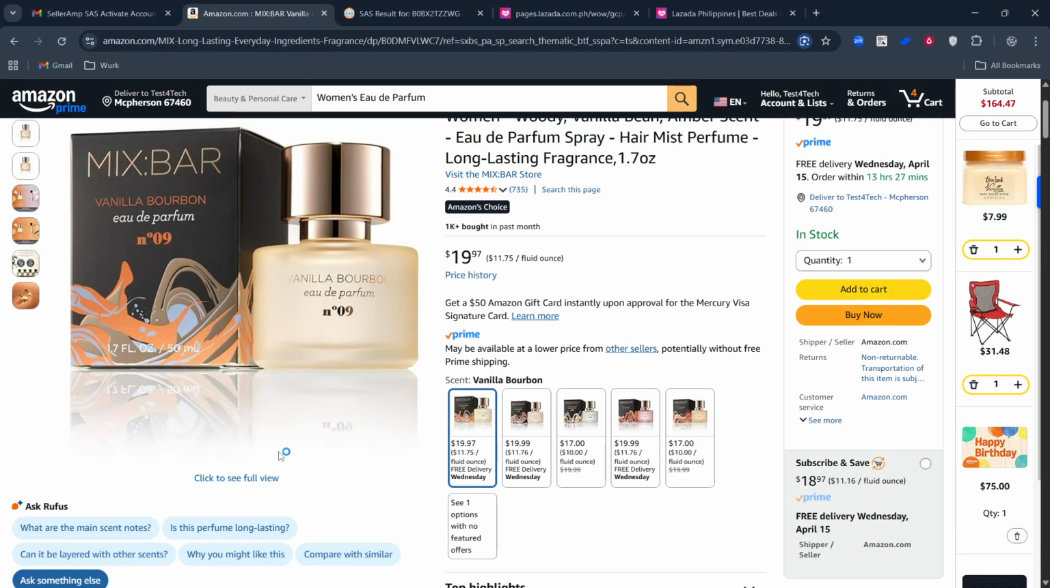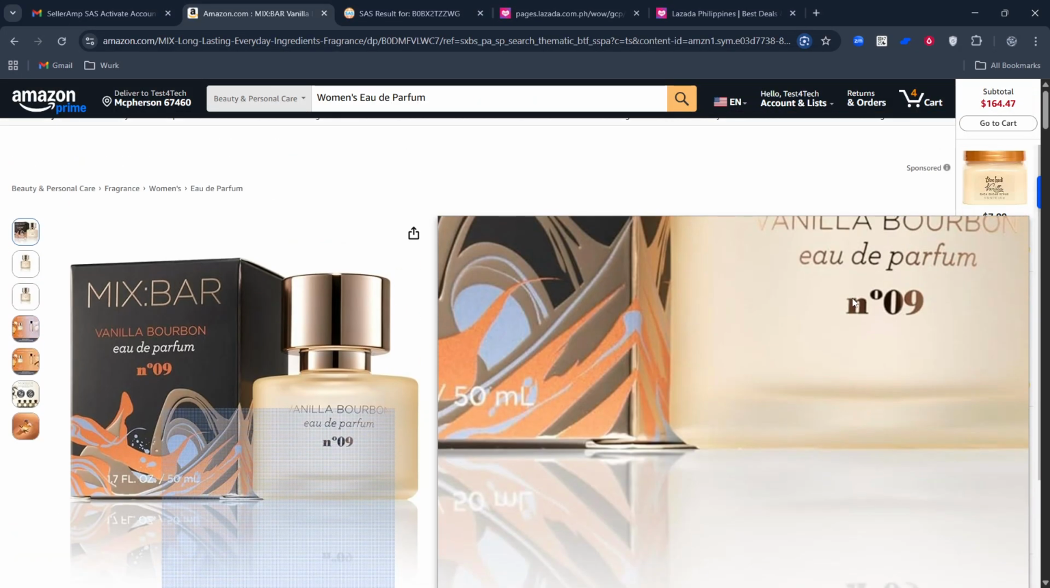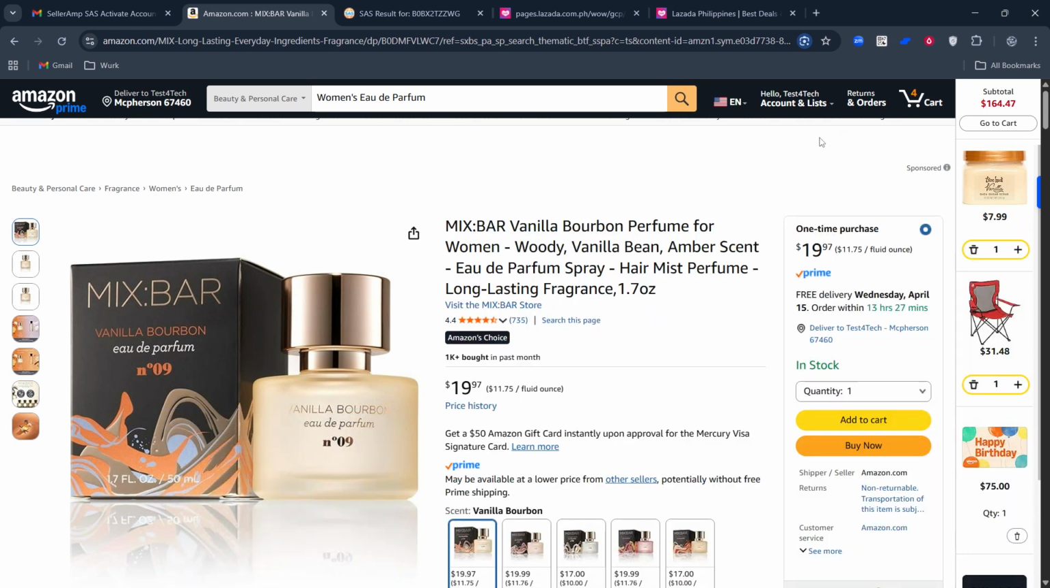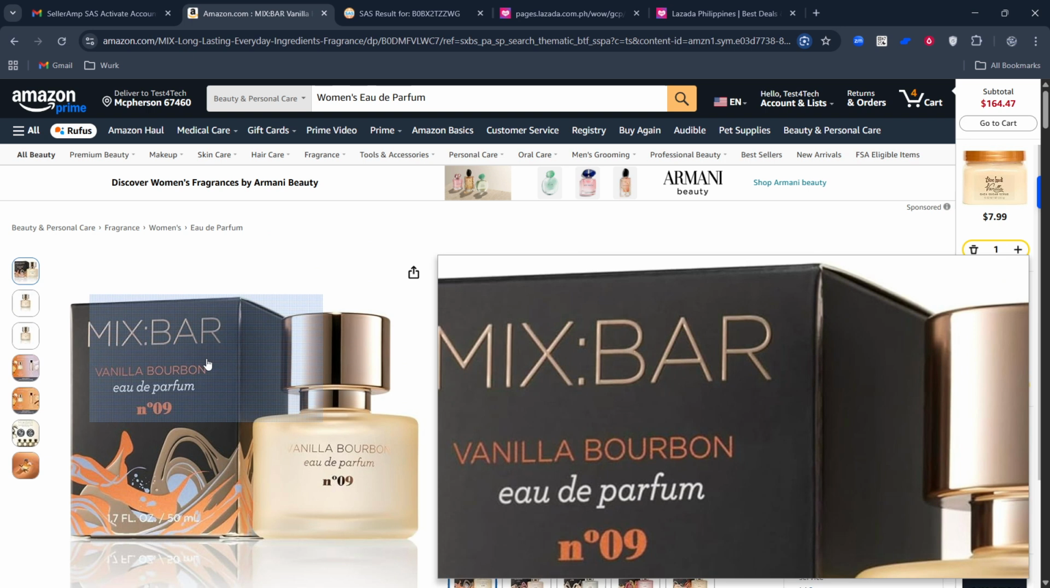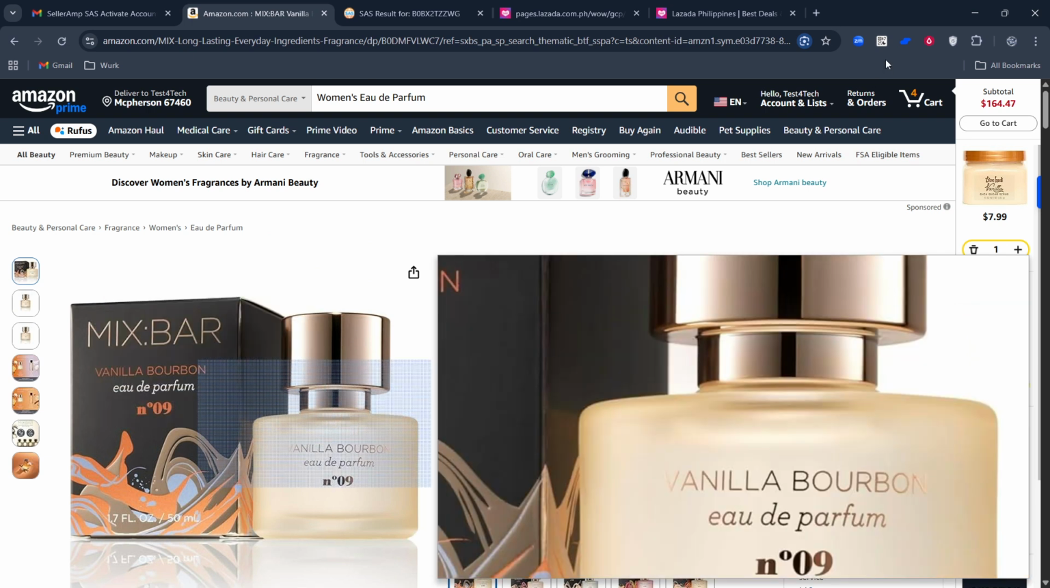Start by opening the product you want to analyze. You can do this from an Amazon listing or a supplier's product page. Find the item by name, ASIN, or even by scanning a barcode if you have it. Once you're on the correct product page, you're ready to bring Selleramp into the picture.